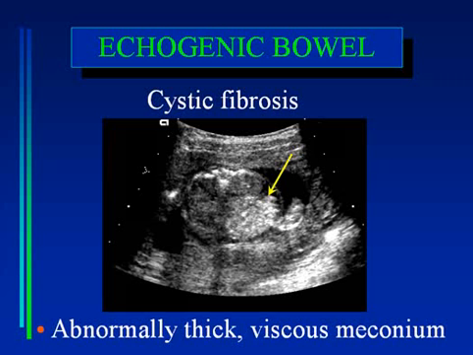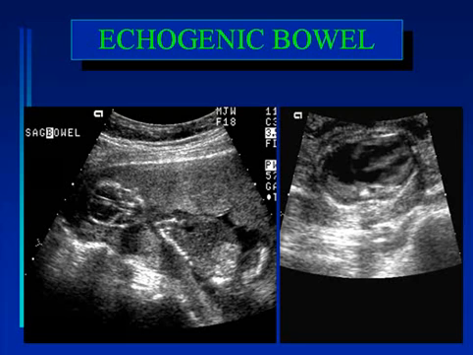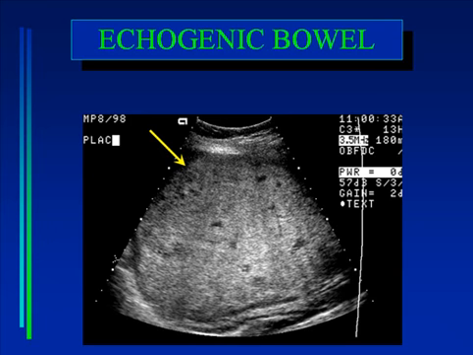Echogenic bowel can also be seen in fetuses with cystic fibrosis, as in this case, and is thought in this situation to be due to the abnormally thick and viscous meconium which occurs with cystic fibrosis. This is a fetus who has echogenic bowel and a pericardial effusion, and also has a markedly thickened placenta with subtle cystic spaces throughout the placenta, and this fetus has echogenic bowel on the basis of CMV infection.